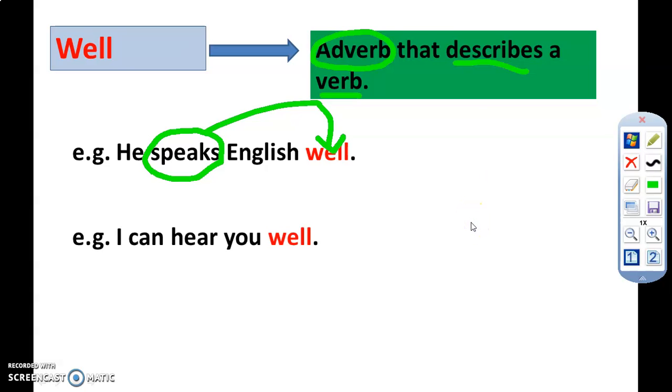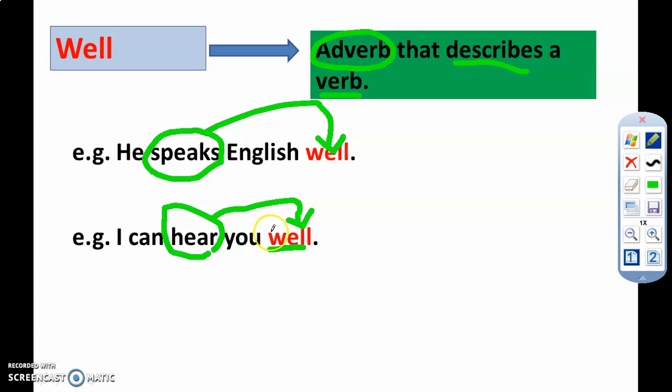I can hear you well. So where is the verb here? The verb is here: hear. So how do I hear? I hear you well. Same thing here. I'm using the adverb well to describe the verb hear. I hear means I listen.